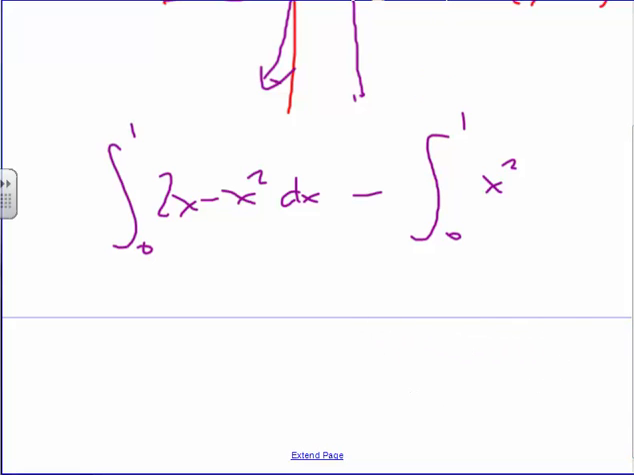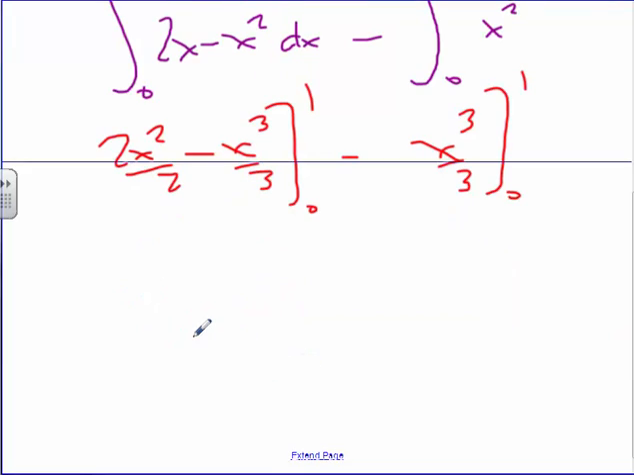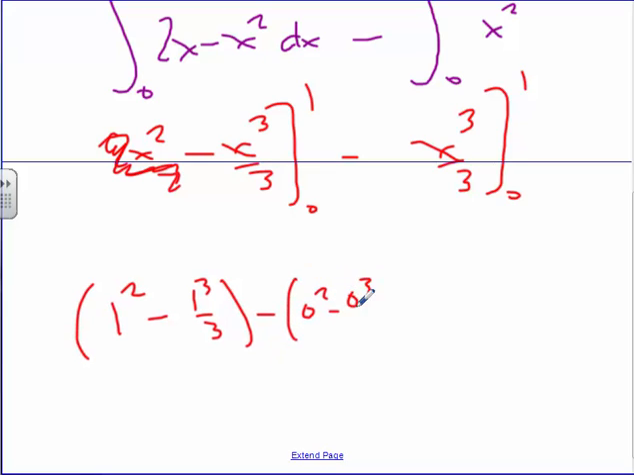Again, I'm kind of blitzing through these antiderivatives at a higher rate of speed, because I do kind of assume that you know how to do this. But if you have questions, please make sure you ask, okay? So we're doing that from 0 to 1, and then we're doing this from 0 to 1. So this is really just x squared. So we need to do 1 squared minus 1 to the 3 over 3. And then I have to subtract 0 squared minus 0 to the 3 over 3.